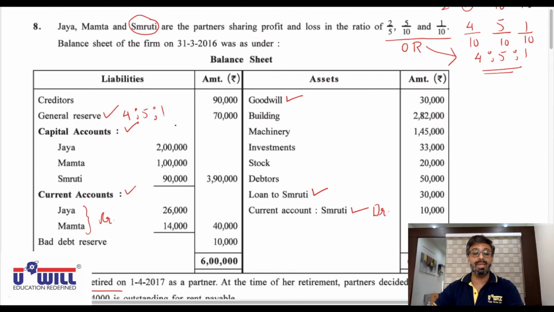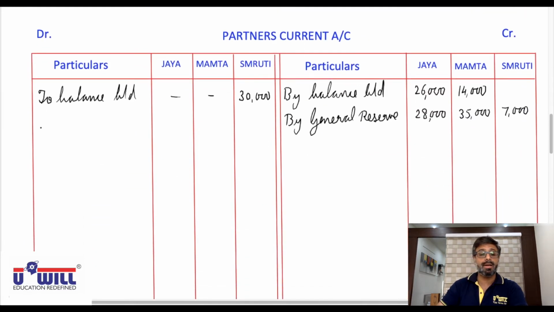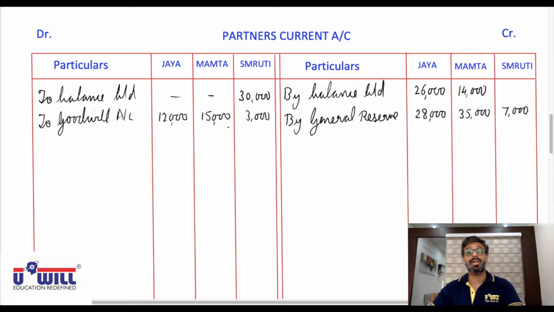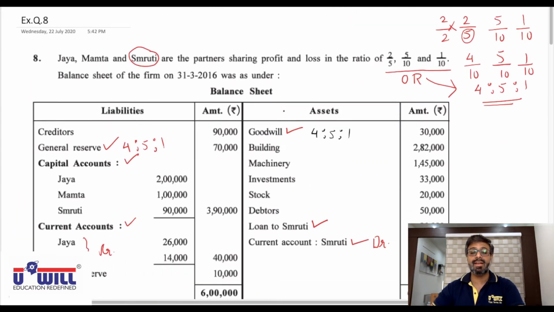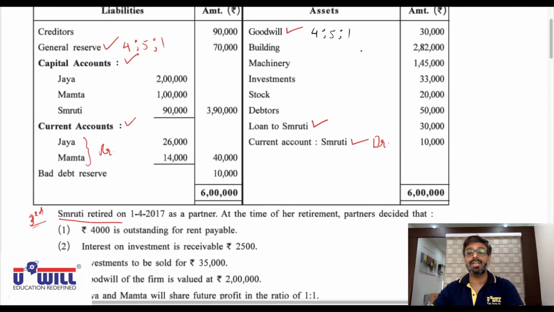Then after general reserve we have goodwill. So the journal entry for goodwill is partners current account debit. In this question, partners current account debit to goodwill. So in partners current account debit side will distribute in the ratio of 4:5:1. Amount 30,000 into 4 by 10, 12,000, 5 by 10, 15,000, 1 by 10, 3,000. Otherwise shortcut left, right, left. This is on the right side of balance sheet. So in partners current account it will come on the left side in ratio 4:5:1.